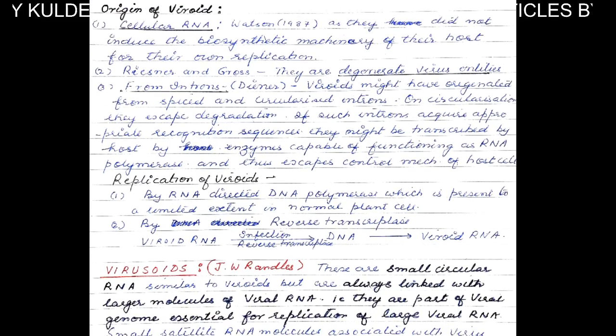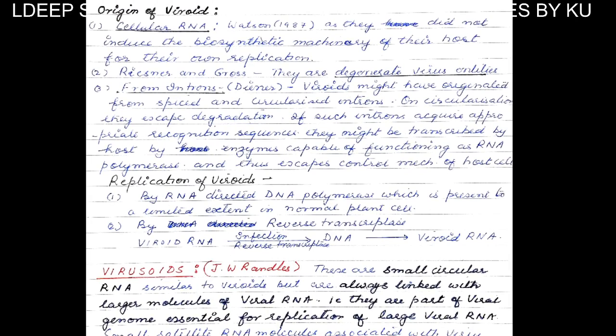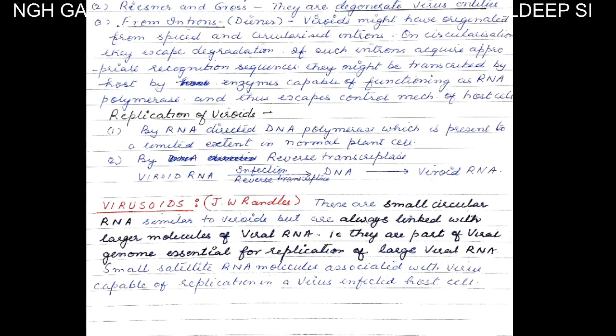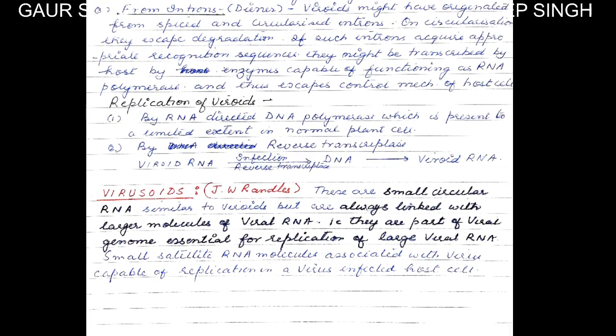So this is about the viroids, which are only made up of RNA molecules, and they do not cause any disease in animals reportedly, but do cause diseases in plants.